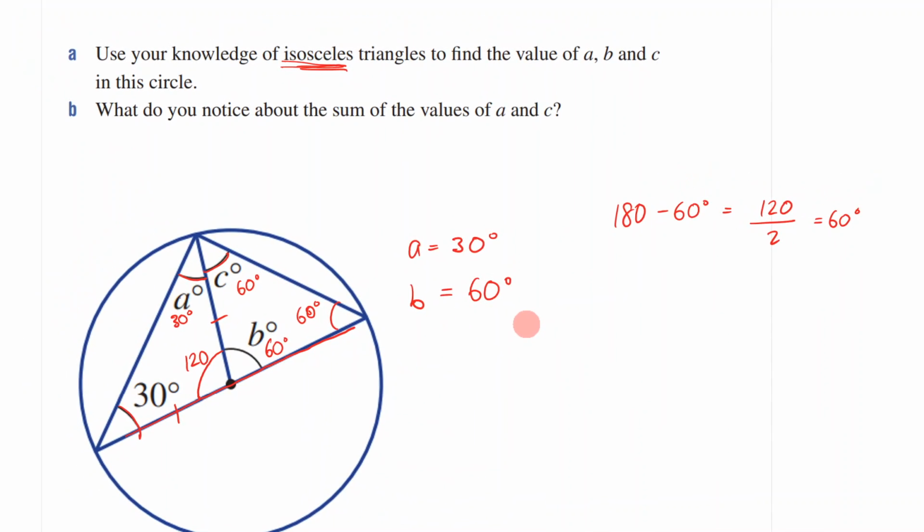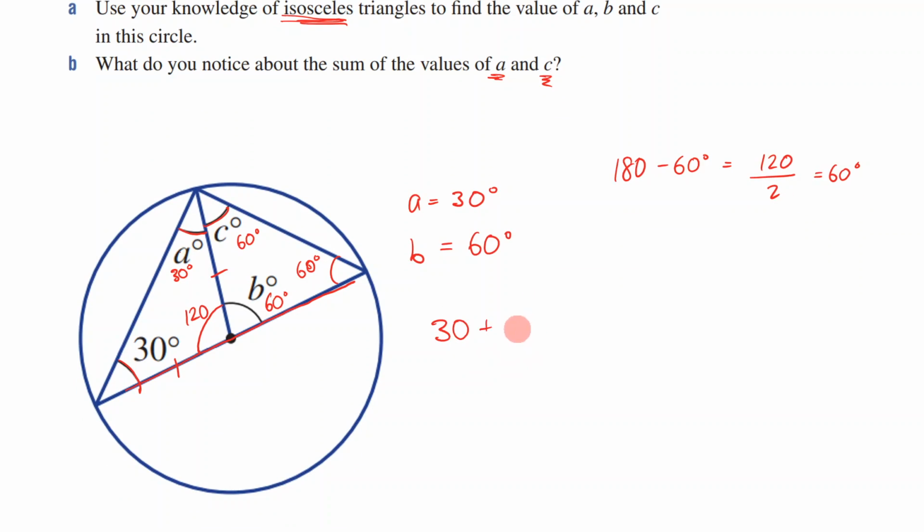Then it says, what do you notice about the sum of the values of A and C? Well, A is 30 degrees, C is 60 degrees. 30 plus 60 is equal to 90. So what we would say is C is 60 degrees, so A and C are complementary. And we know that because this is 30, this is 60, 30 plus 60 is 90.